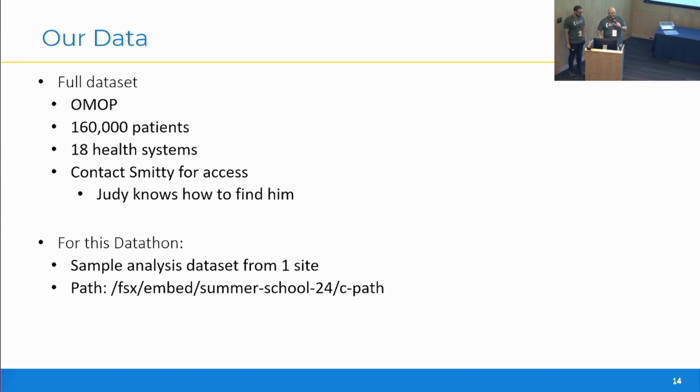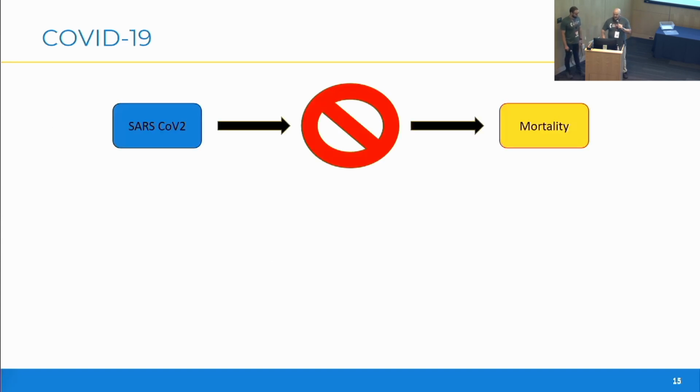So we have a couple clinicians in the room, and some of you are going to roll your eyes, and you're going to think this is oversimplified. But bear with me, okay? There's a reason. So SARS-CoV-2, the virus, does not kill people. Right? Does everybody know that? Does that make sense? That's not what actually happens.